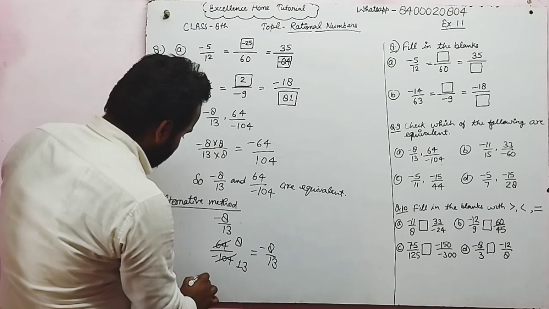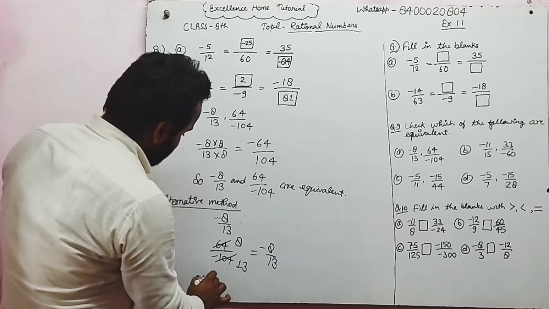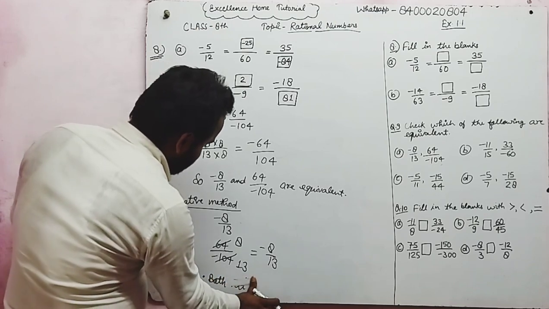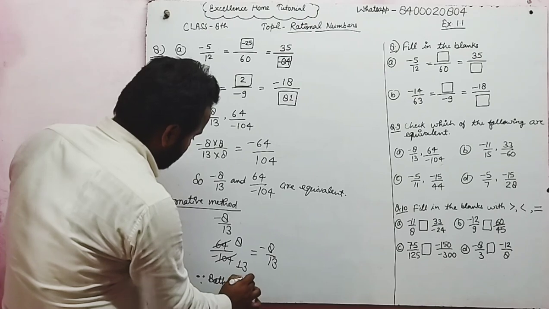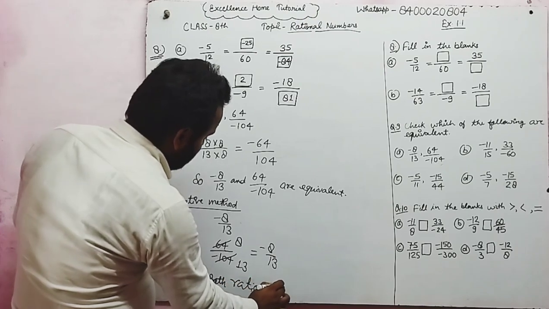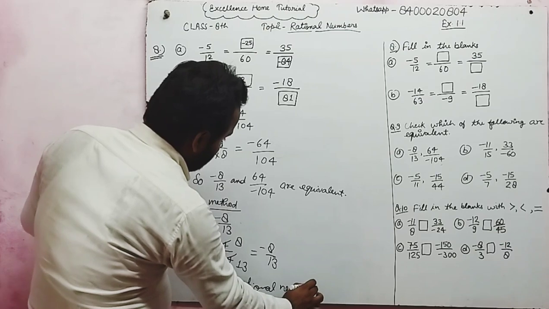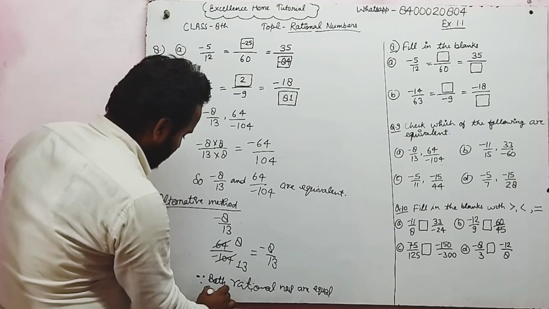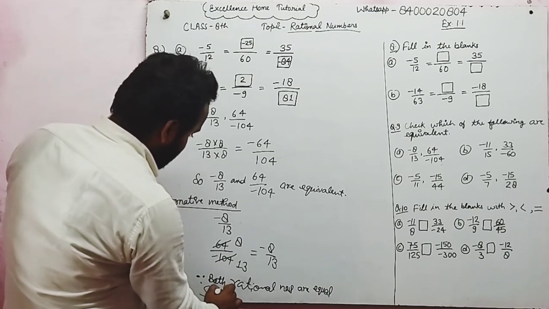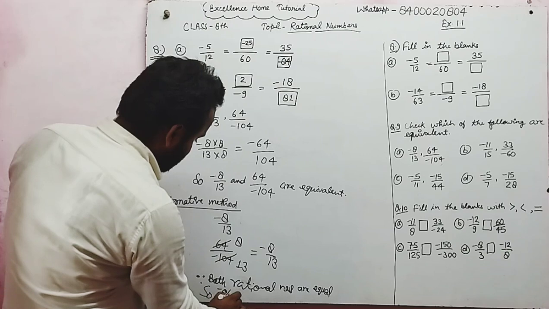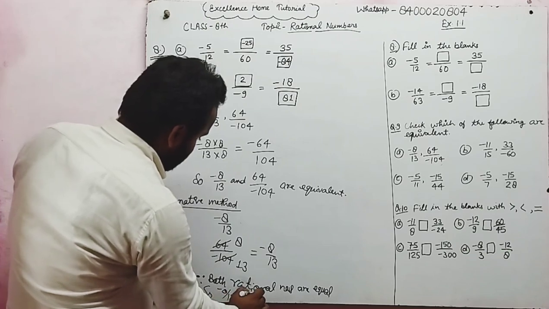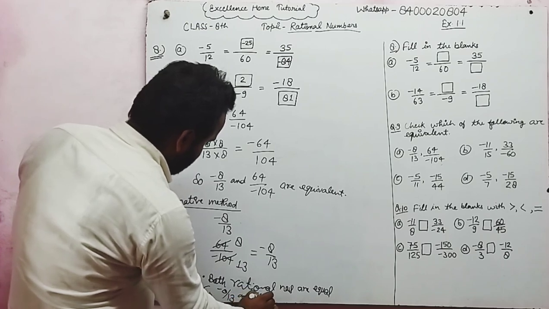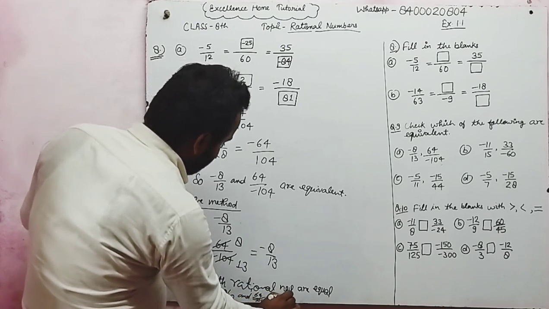So since both rational numbers are equal, minus 8 by 13 and 64 by minus 104 are equivalent.